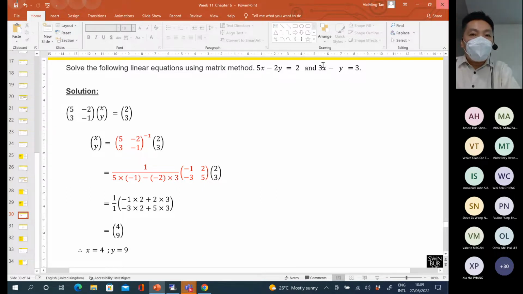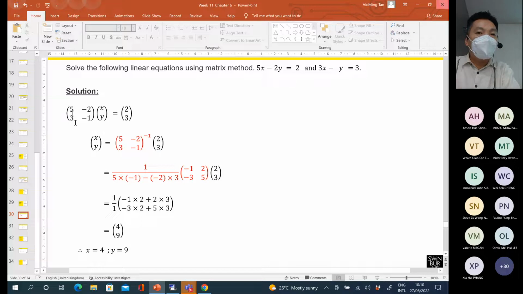In order to get x and y, we need to move this matrix to the right hand side. If we move it, this whole matrix here, we need to inverse it if we want to move it to the right hand side. So it becomes power -1, which means this is the inverse matrix of this.